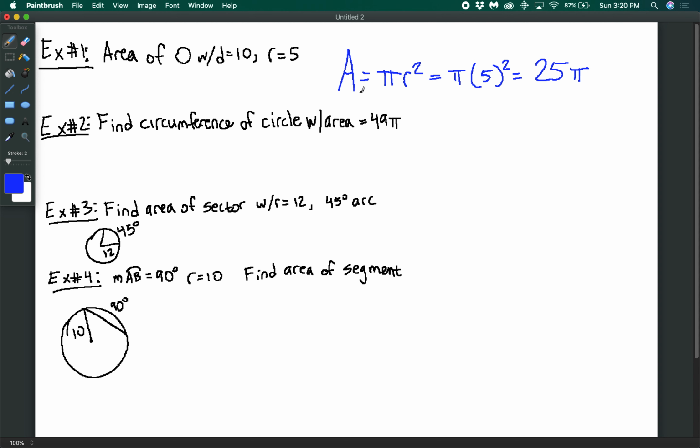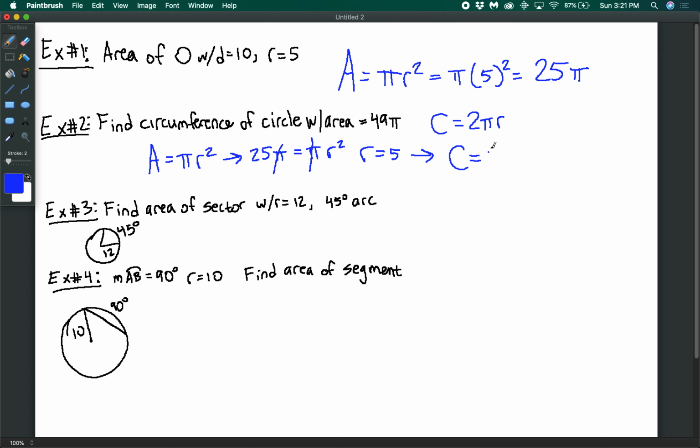What if I want to find the circumference of a circle with area of 25 pi? This is a little tricky. I know that the equation for circumference is 2 pi r, and I don't have r. But I can use the area equation to get r and then plug it into the circumference equation. A is equal to pi r squared, and my area is 25 pi, so 25 pi equals pi r squared. If I divide by pi and then take the square root, I get that r is equal to 5. Then I plug into my circumference equation and get 2 pi times 5, which gives me a circumference of 10 pi.